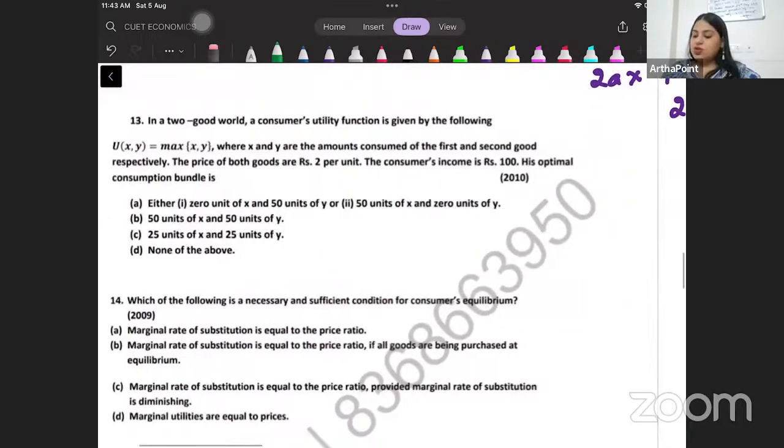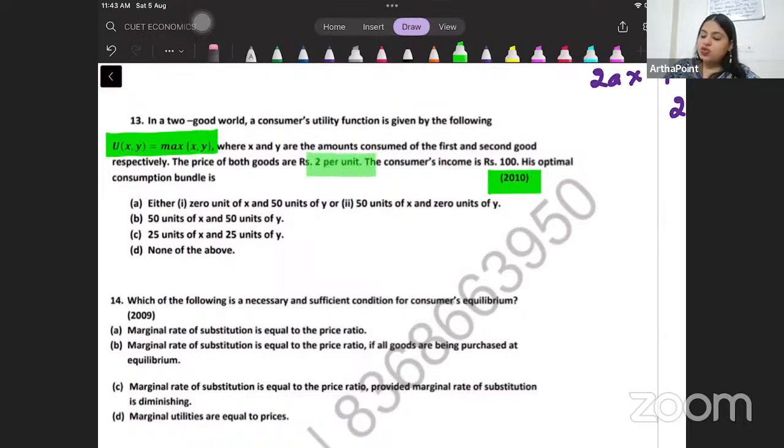Okay, read the next question. This question came in 2010 paper. Let's read this through. In a two good world, consumer's utility function is given by this. Max of xy. Okay. X and y are the amount consumed of first and second good respectively. The price of both good is 2. The consumer's income is 100. His optimal consumption is. So beta, in this case, note that price of both good is the same, right?